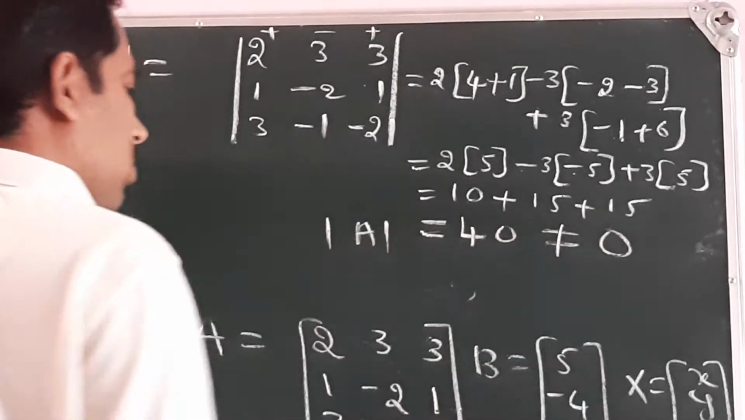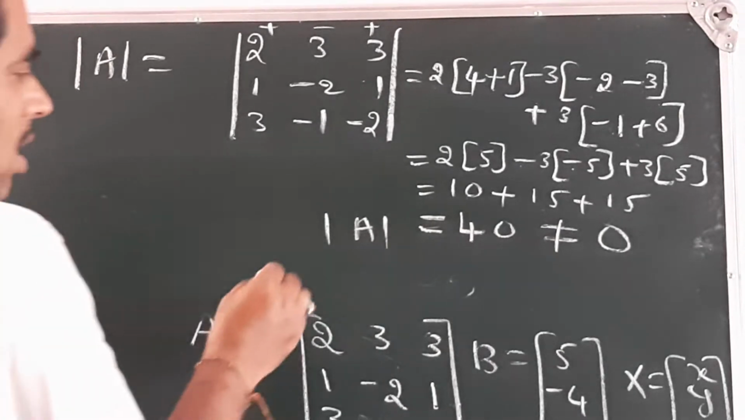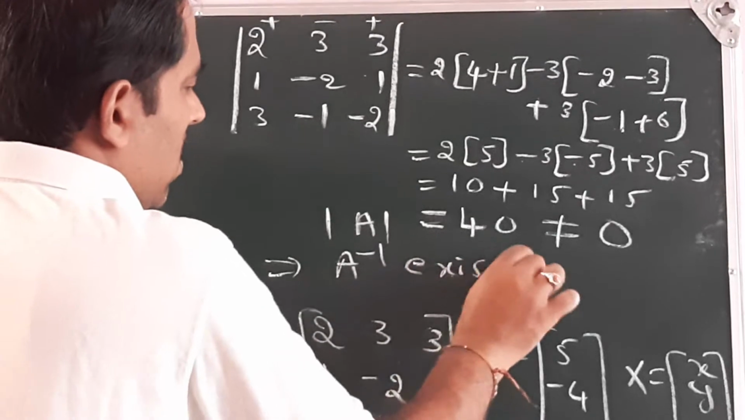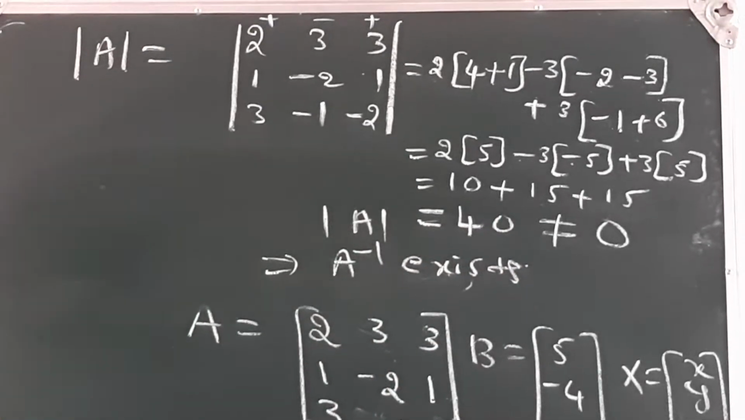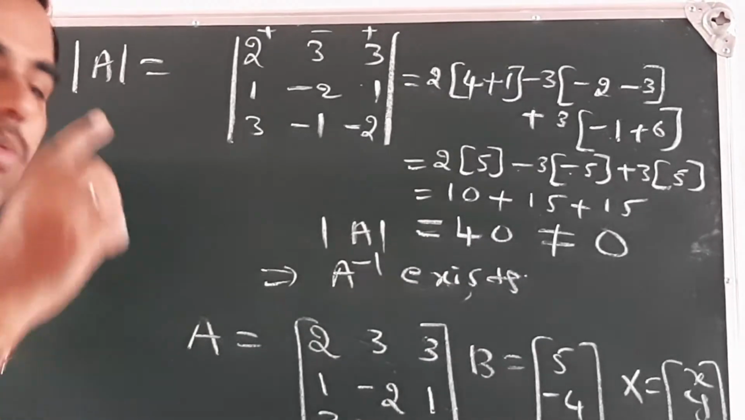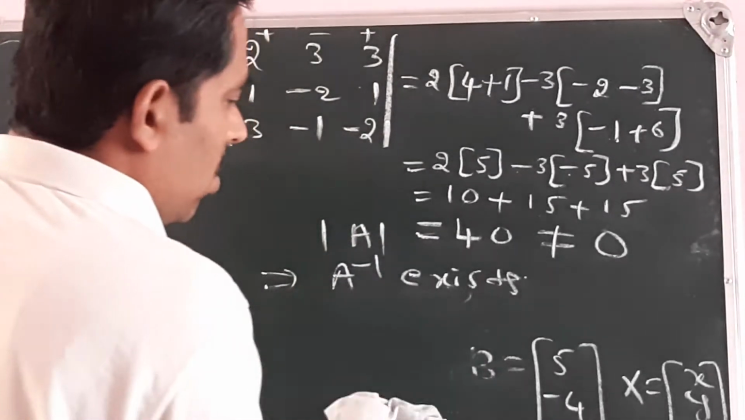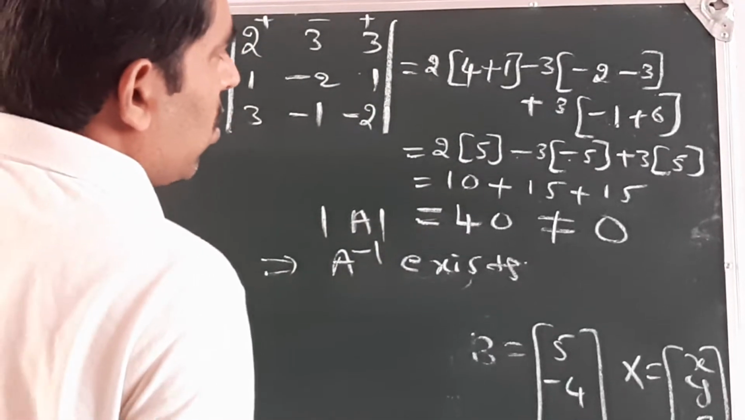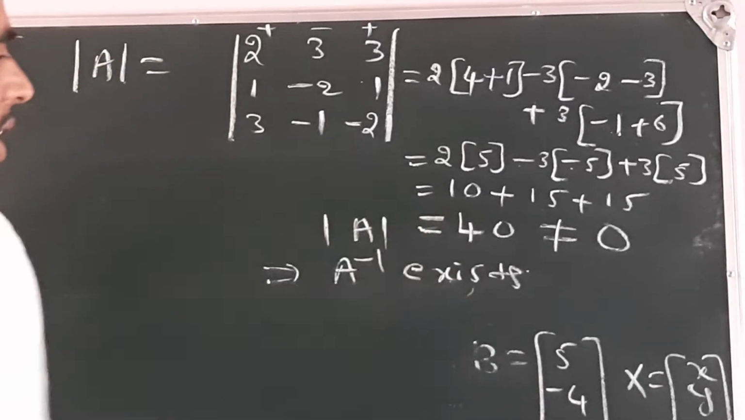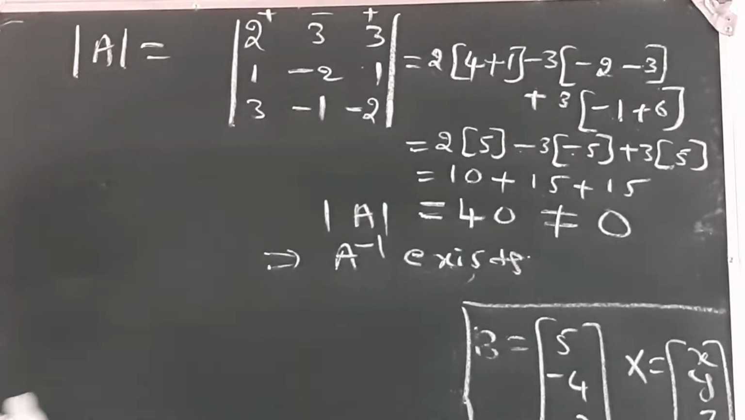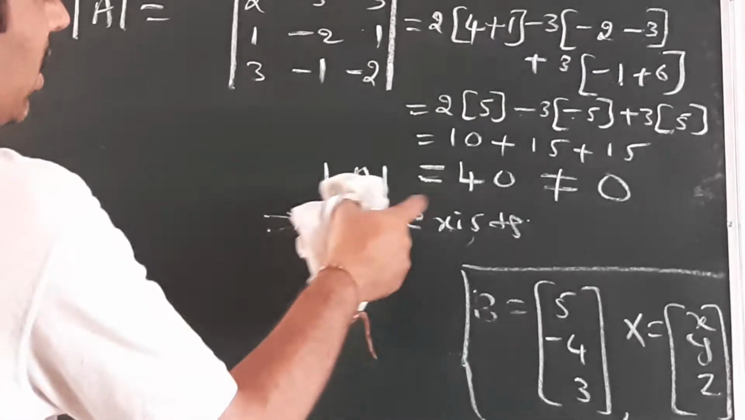This is non-zero. You know this. This implies A inverse exists. There is an inverse for the given matrix. We have to find the inverse. So let us find the inverse of the matrix. A inverse exists, so the value of the determinant is 40.